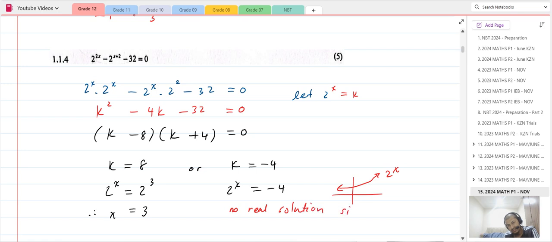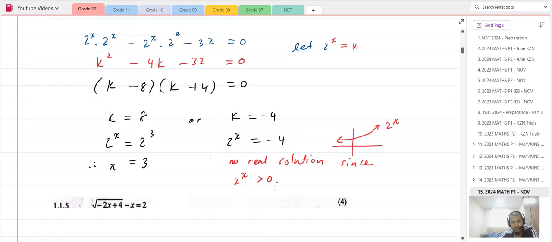since 2 to the power x is always positive. We can't get a negative value for 2 to the power x. Right, so your answer is x is equal to 3 only. It's just the value of x, which is 3. I hope you guys understood that.